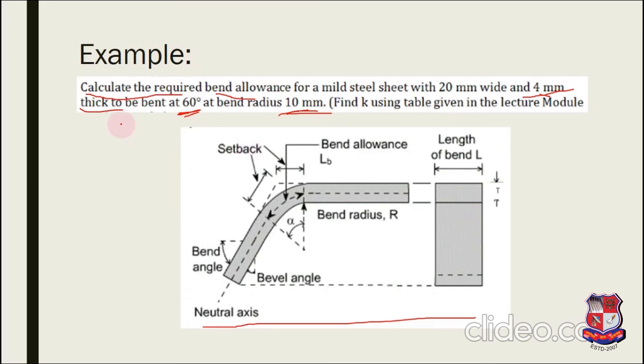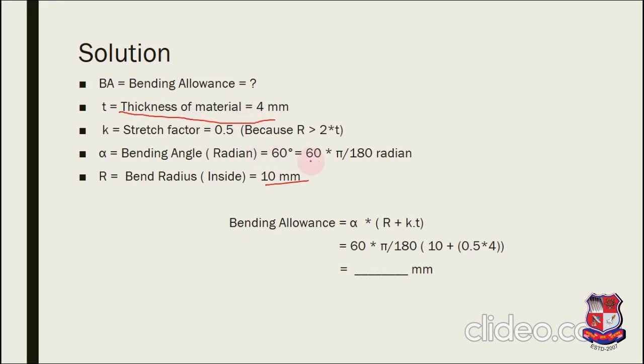Then the bending angle is given as 60 degrees. Now this is in degrees, so you need to convert it into radians. 60 degrees is equal to 60 into pi by 180 radians. That is the conversion. And the bend radius is 10 mm. Now if we put all these values in the formula, alpha into (r plus kt), then alpha is 60 into pi by 180 radians, r is 10 mm, k we have opted for 0.5 because r is greater than 2t, and t is the thickness, that is 4 mm. Whatever answer you get, you can calculate this on your own.